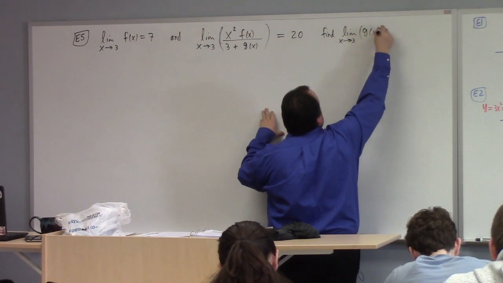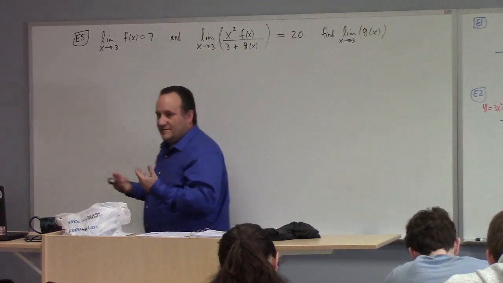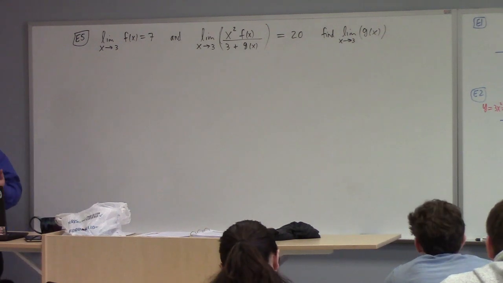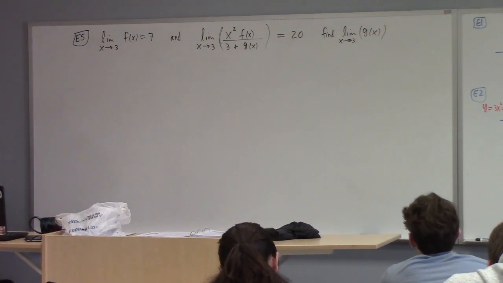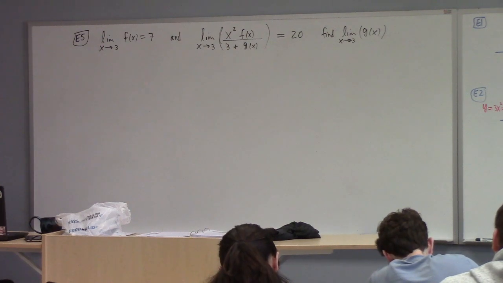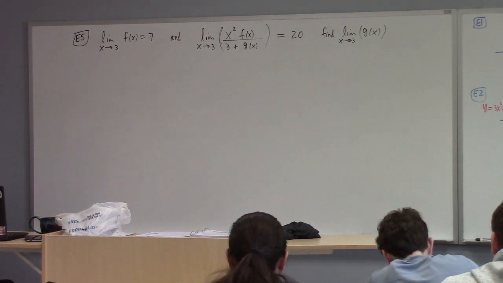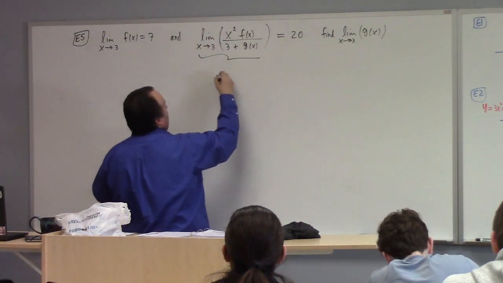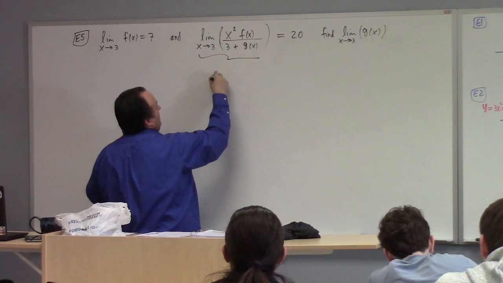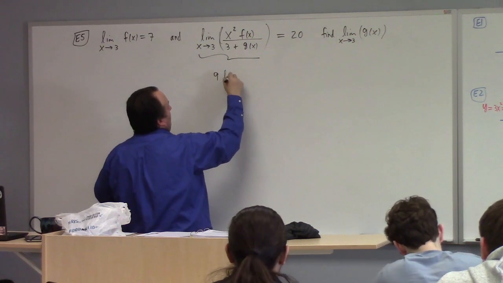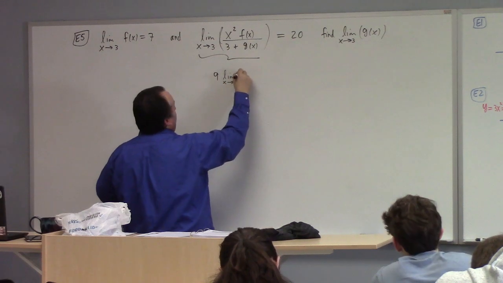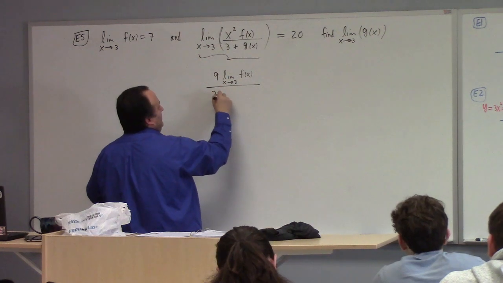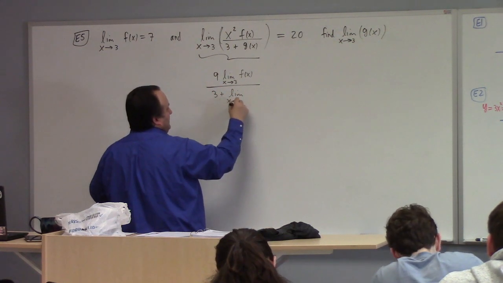Now I think the problem in your homework is not this weird, but it's essentially the same logical kind of thing. You've got the limit of one function given. You've got a limit that involves two functions also known. So how do you work this out? Well, pretty much just use limit laws. So this simplifies to 9 times the limit as x goes to 3 of f of x, divided by 3 plus the limit as x goes to 3 of g of x.